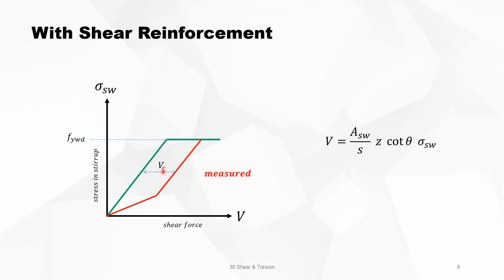So this is an important thing to notice, because we will see that for the ultimate resistance against shear, only the contribution of the stirrups is taken into account, and not the contribution of the concrete itself.